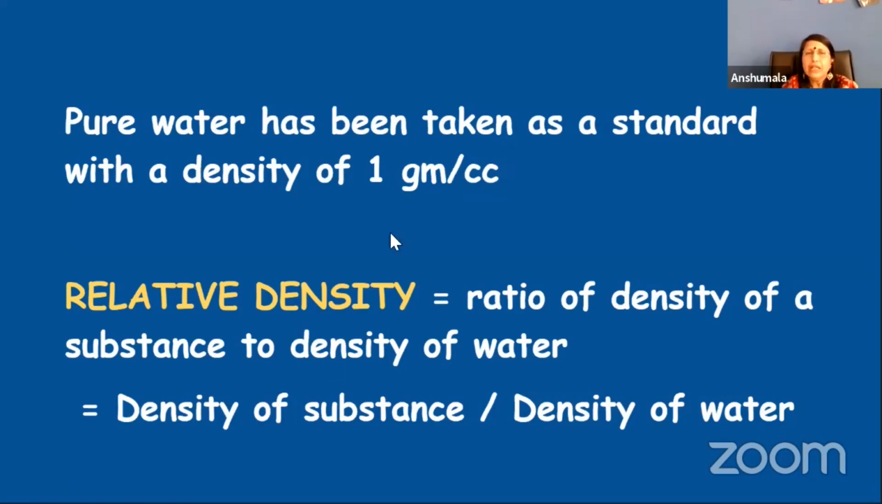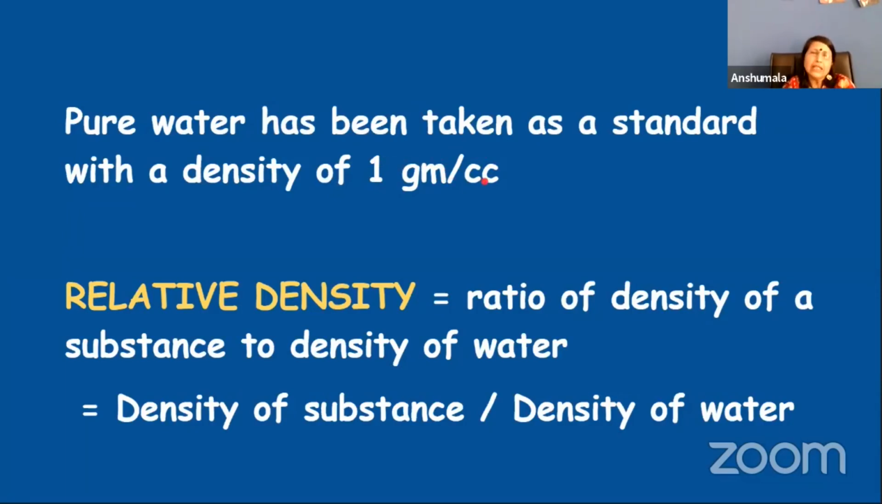Water has been taken as a standard for our calculations. Scientists have deliberately done it. When they decided on how big a centimeter would be and how big a gram would be, they chose these units in such a manner that water has a density of 1 gram per cc.